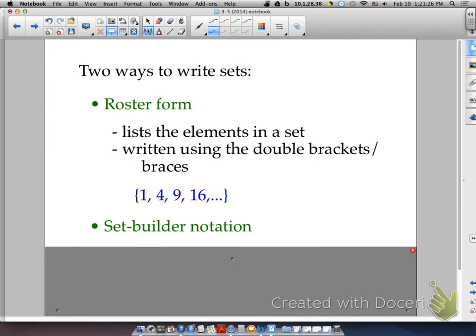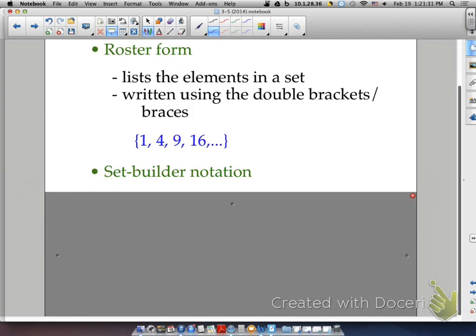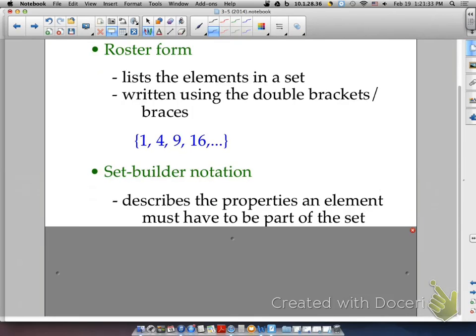Now, there is also something called the set builder notation. What this does is it describes, instead of listing every element in the set, it gives you a description of what is part of that set. Okay?